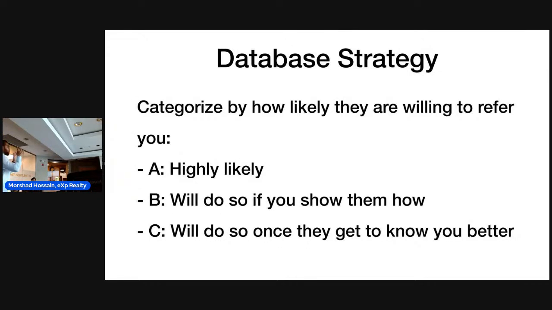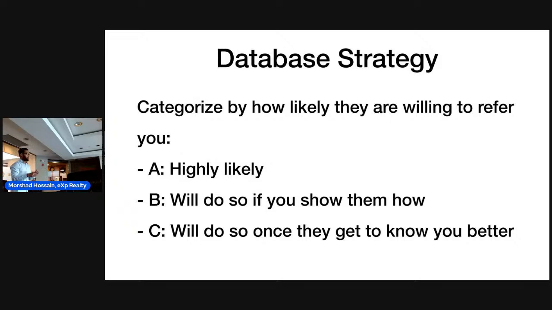Okay, so now you have people in your database. And if you're a new agent, that's what you should be aiming for. Within the first 3 months of your business, try to have 25 contacts in your CRM. You have their name, you have their number, maybe you have their email address, right?